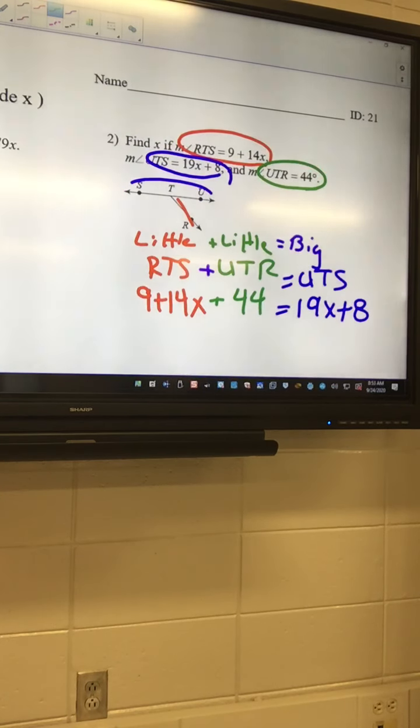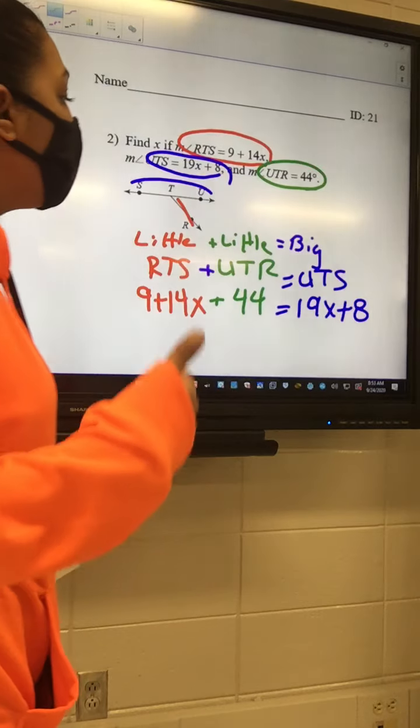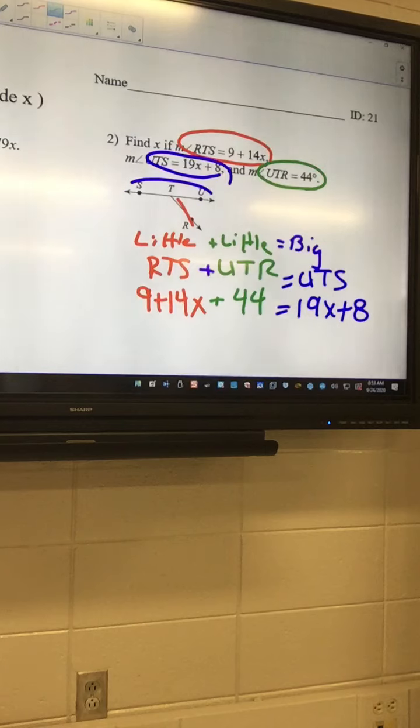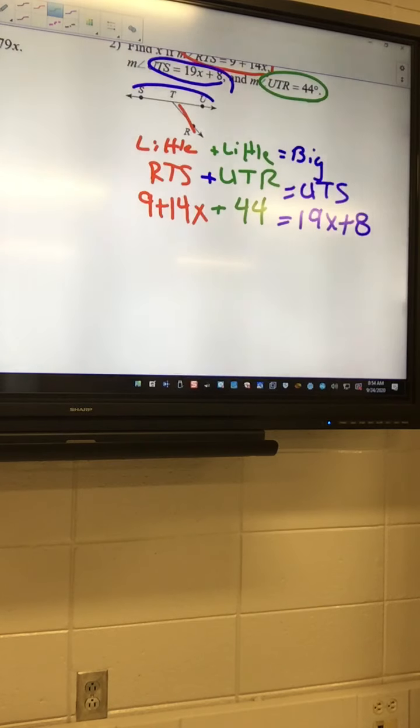Okay, so I got a 9 plus a 14X plus 44 equals 19X plus 8. Okay, so I got to get all my X's to one side and all my numbers to the other side. However you guys want to do this is up to you. So some people just move one number at a time. Some people combine first and then move the stuff over. So that's up to you. And it kind of sucks because if I do it one way, then I don't want to discourage you from doing it your way, if that makes any sense.